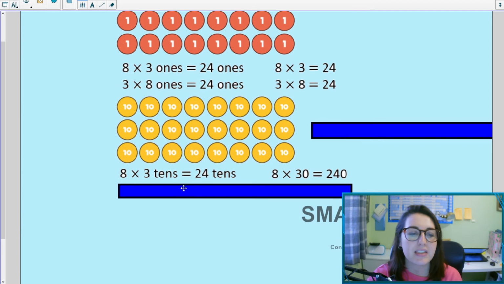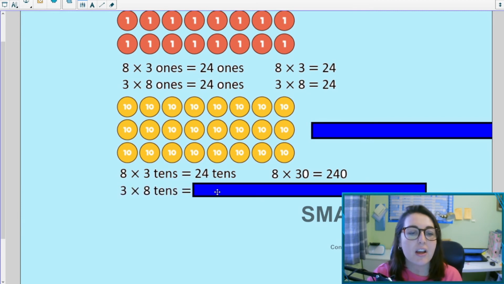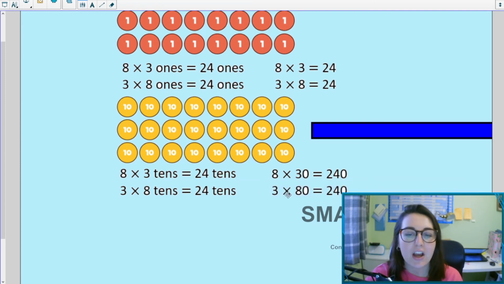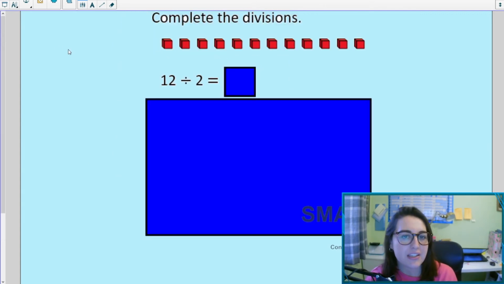And then let's think about it the other way around. 3 times 8 tens is exactly the same, 24 tens, which means that 3 times 80 is 240. Okay, let's complete the division here.